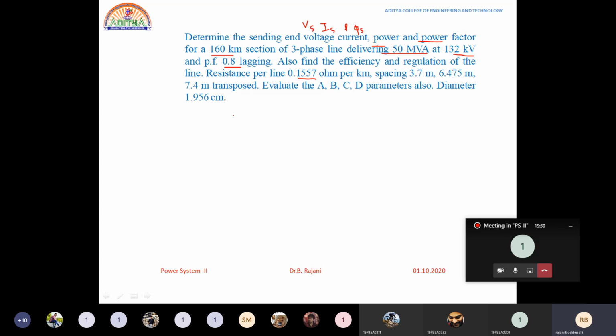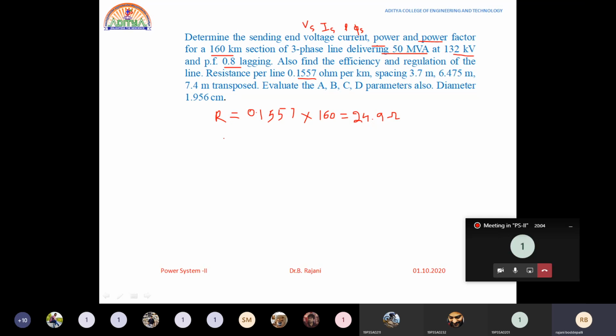In the given data, he had given you only the resistance. The resistance for the small length of the line is given, and you have to multiply it with the total length of the line so that you will get the total resistance. 0.1557 into 160. How much is it? It is 24.9 ohms.